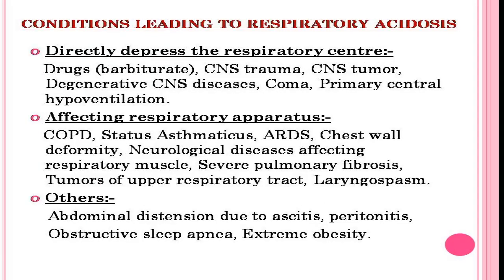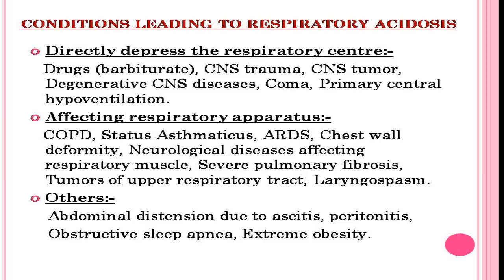Now next slide. That is the next question you can expect from this chart: what are the other conditions that can lead to respiratory acidosis? Now the other conditions that can lead to respiratory acidosis come under three subheadings. What are those three subheadings? First of all, there are some conditions which can directly depress the respiratory center, and this effect will lead to less respiration.